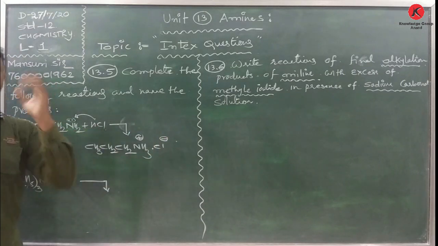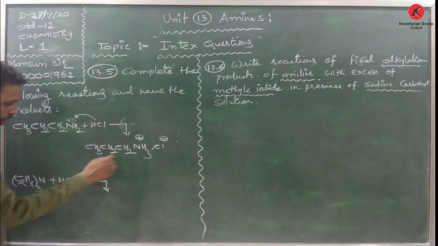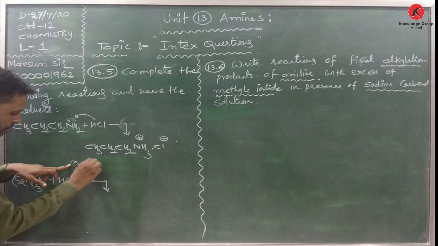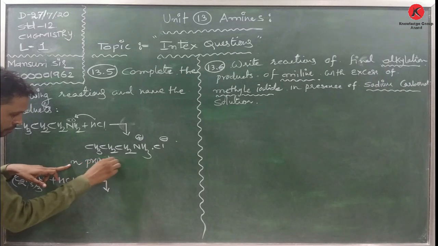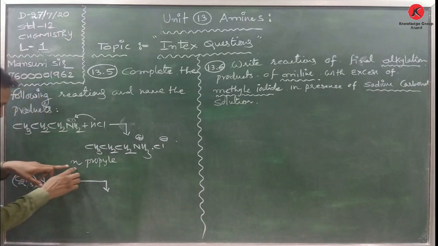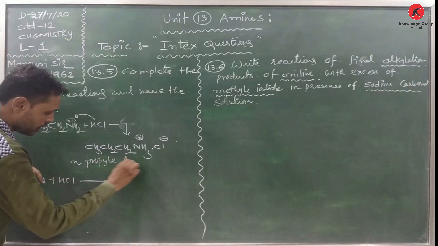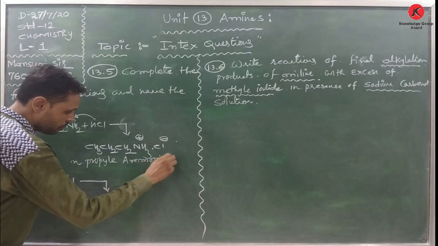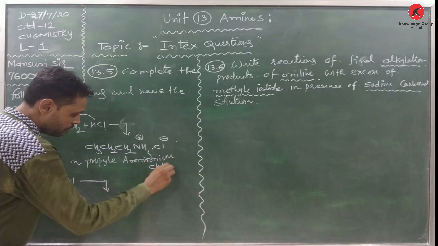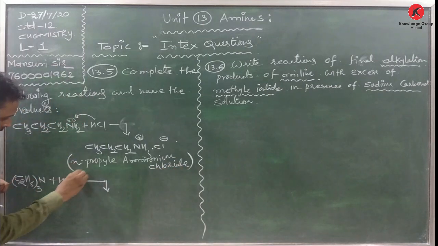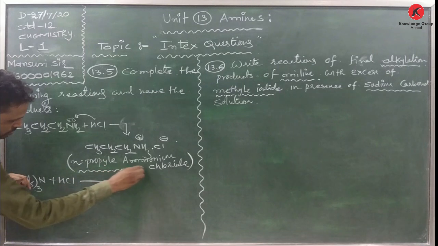This became a salt. Now here propyl is in normal form, so normal propyl ammonium chloride is formed.